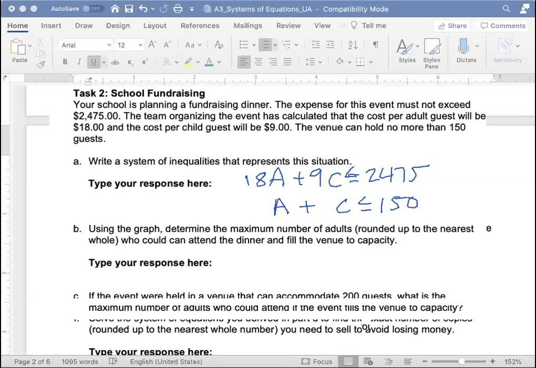And using the graph, determine the maximum number of adults who can attend the dinner and fill the venue. So if I had like a point, let's say adults is X and children is Y, okay? So I'm gonna jump back over to my graphing calculator again. Let me share the other screen.